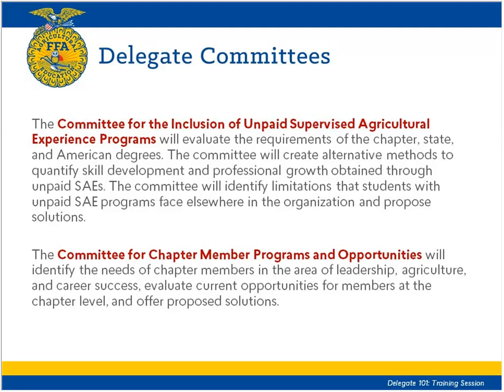The Committee for Chapter Member Programs and Opportunities is our final committee. The committee will identify the needs of chapter members in the area of leadership, agriculture, and career success. They will evaluate career opportunities for members at the chapter level and offer proposed solutions. The committee chair for committee number 6 is Ridge Eubanks from Oklahoma.